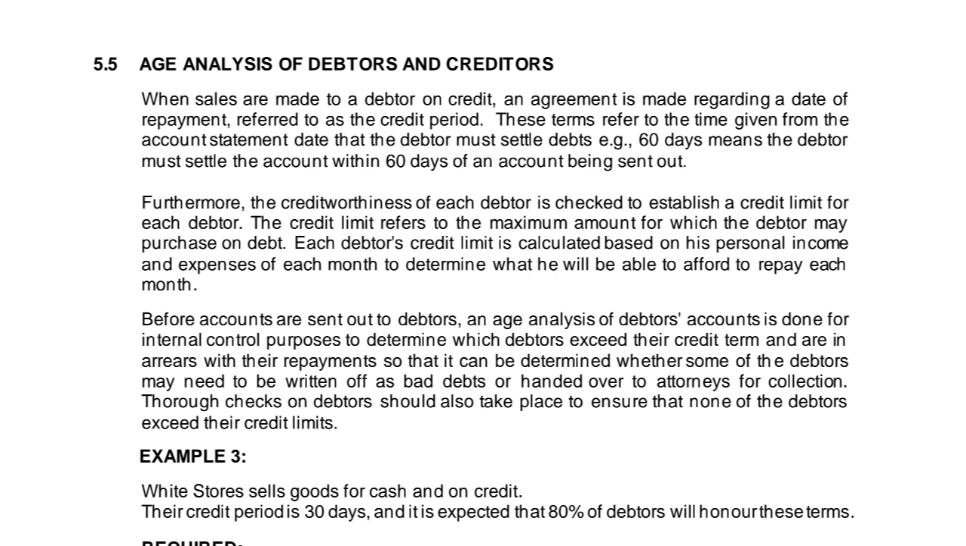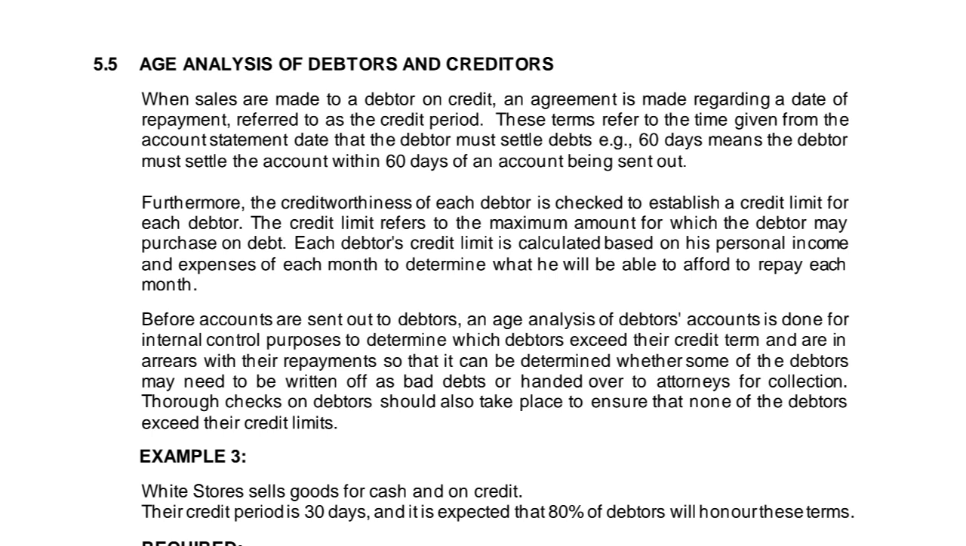Before accounts are sent out to debtors, an age analysis of debtors' accounts is done for internal control purposes to determine which debtors exceed their credit term and are in arrears with their repayments, so that it can be determined whether some of the debtors may need to be written off as bad debts or handed over to attorneys for collection. Thorough checks on debtors should also take place to ensure that none of the debtors exceed their credit limits.